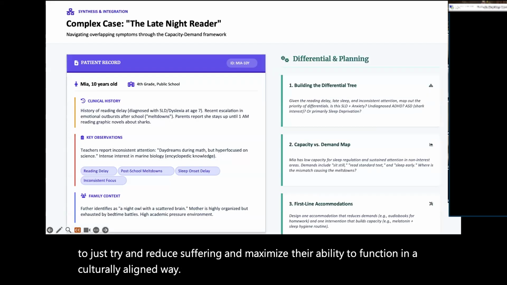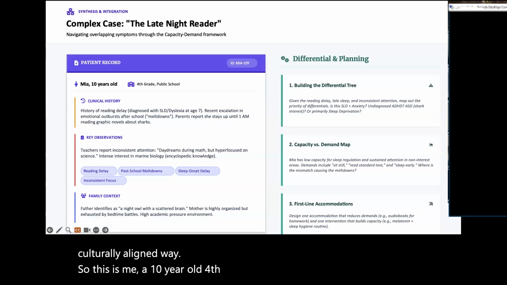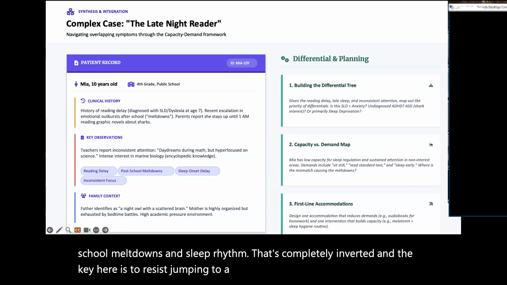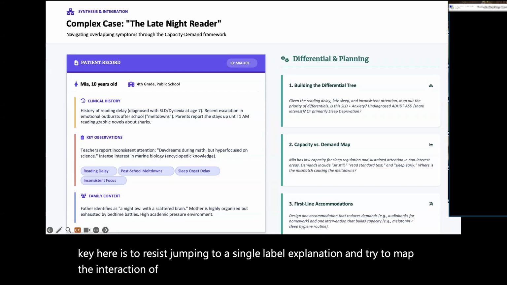So this is Mia, a 10-year-old fourth grader with a history of dyslexia, escalating after-school meltdowns, and a sleep rhythm that's completely inverted. And the key here is to resist jumping to a single label explanation and try to map the interaction of multiple overlapping systems here.